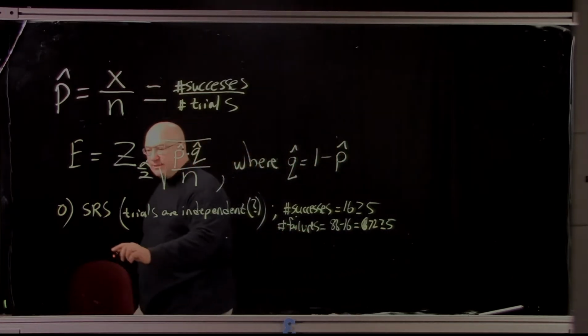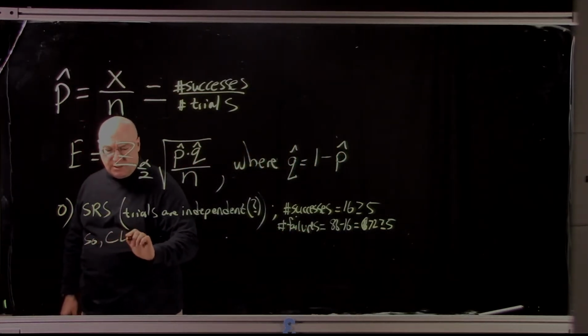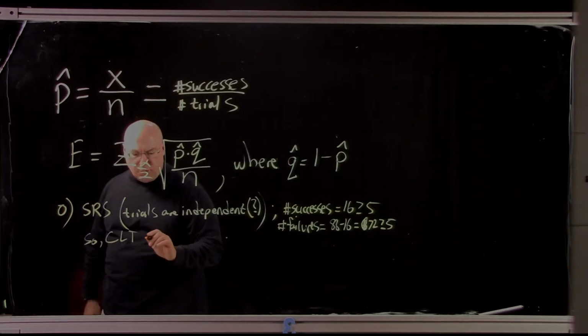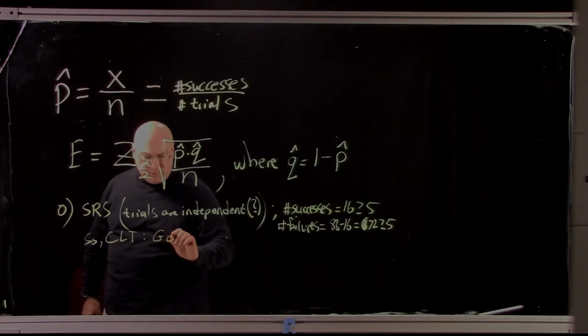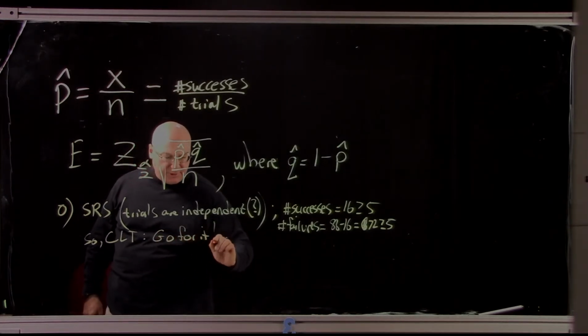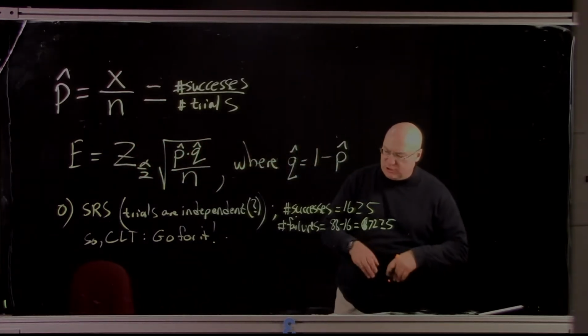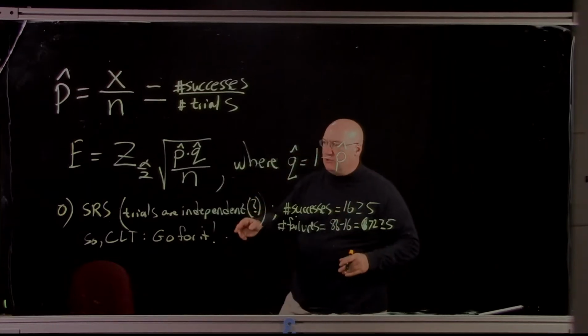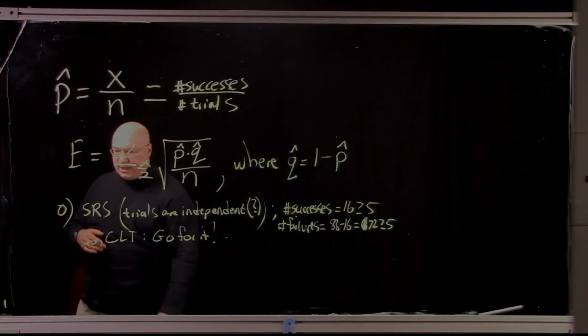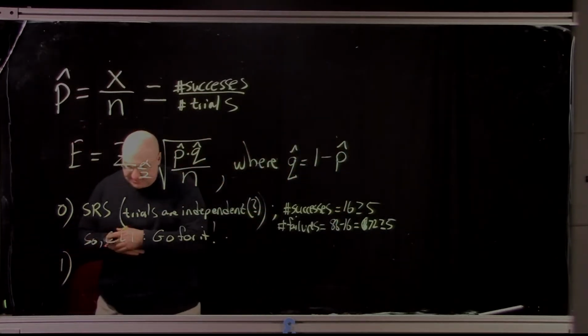So central limit theorem conclusions hold, so we can go for it, right? Central limit theorem says go for it. We should be able to make the normal approximation, which essentially means build everything out using our z random variable here. So step 1 then is point estimate.